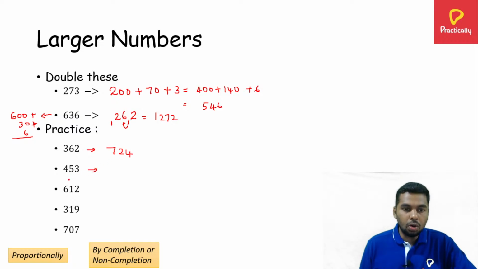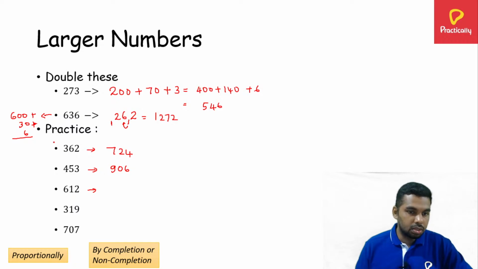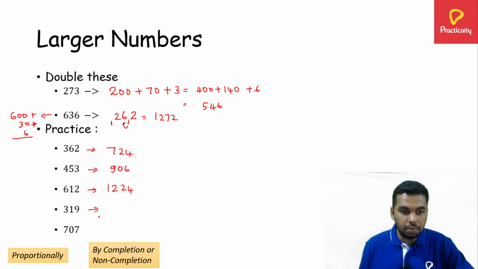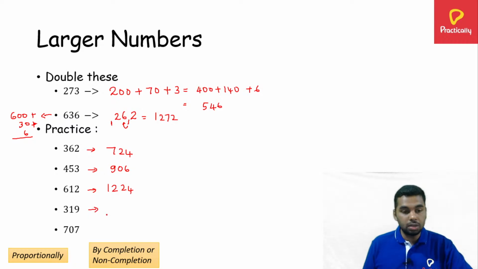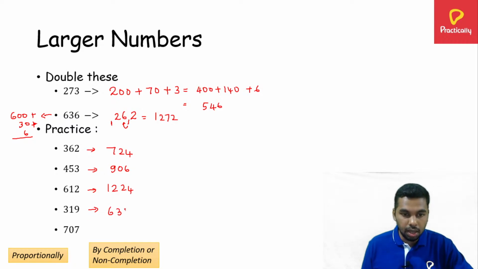What about the double of 453? I'll split the number as 450 plus 3, so double of 450 is 900. 900 plus 6 is 906. What about 612? 612 is 600 plus 12. So double of 600 is 1200. 1200 plus 24, because double of 12 is 24. So 1224. What is the double of 319? Double of 300 is 600. 600 plus 38 is 638.